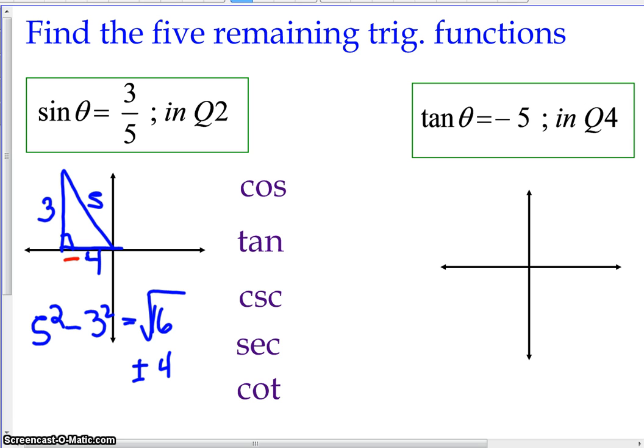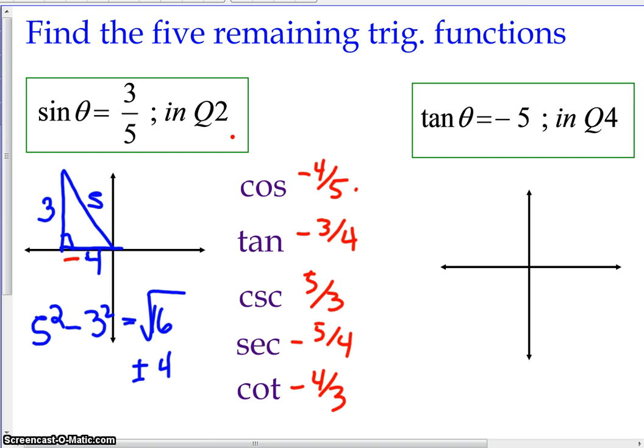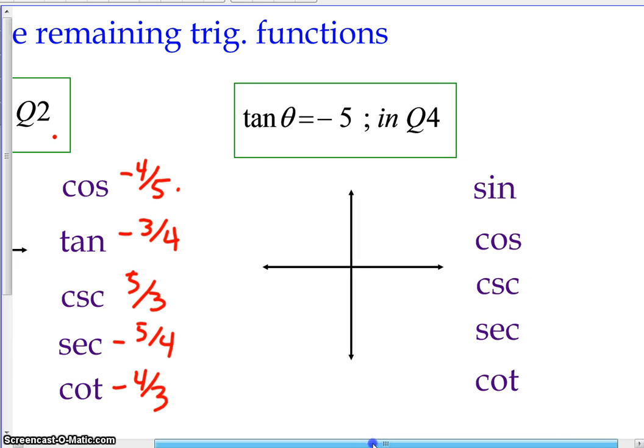So now we already have sine as 3/5. What's cosine? Well, cosine is -4/5. Tangent would be -3/4. Cosecant, flip of what they gave us, so it would be 5/3. Secant would be the flip of the cosine, -5/4. Cotangent's -4/3. Okay, not so bad. Let's look at another one here.